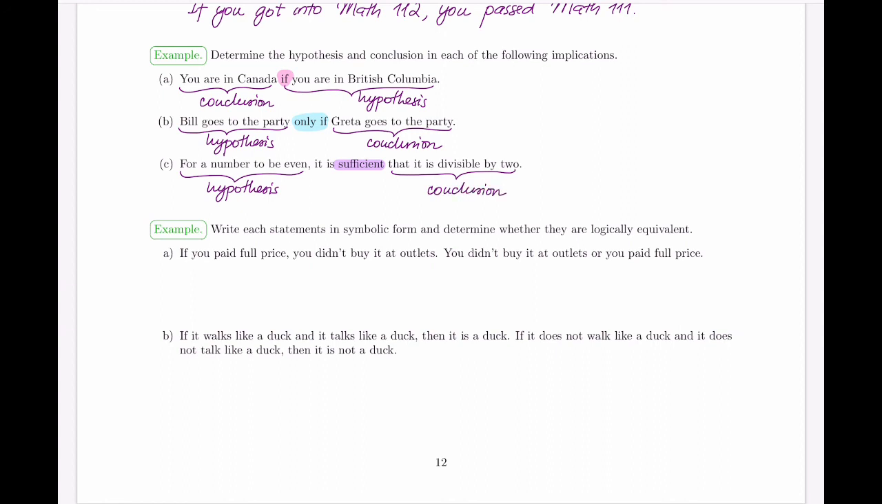Now, in this particular case, in fact, it is both sufficient and necessary. If the number is divisible by 2, then it is what we call even. So this is, in fact, an if and only if statement.